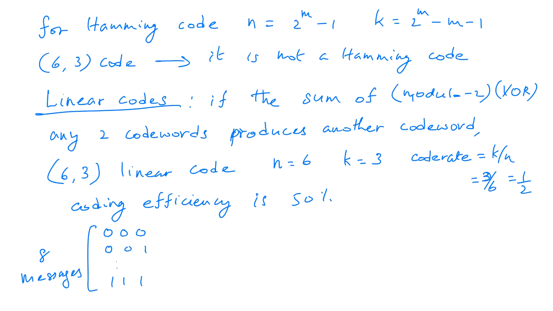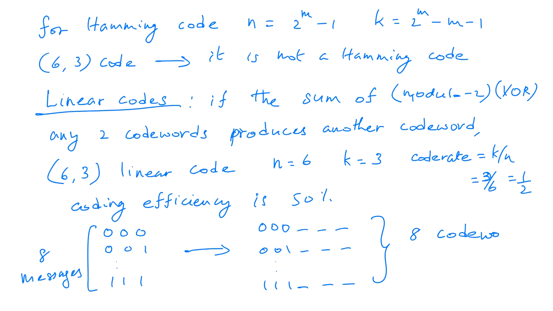So each of these messages we are going to convert into a code word. So 0, 0, 0, we'll add 3 parity bits and make it a code word of length 6. So 0, 0, 1, and we'll add 3 parity bits. Similarly 1, 1, 1. All the 8 messages will be added with the corresponding parity bits. So the 8 messages will be converted into 8 code words. Right? So we will have 8 different code words that will be produced.